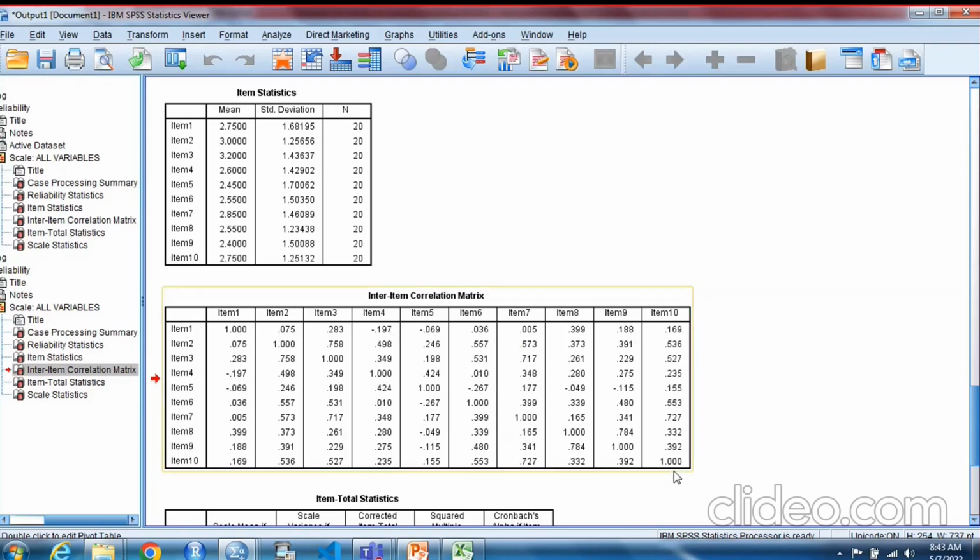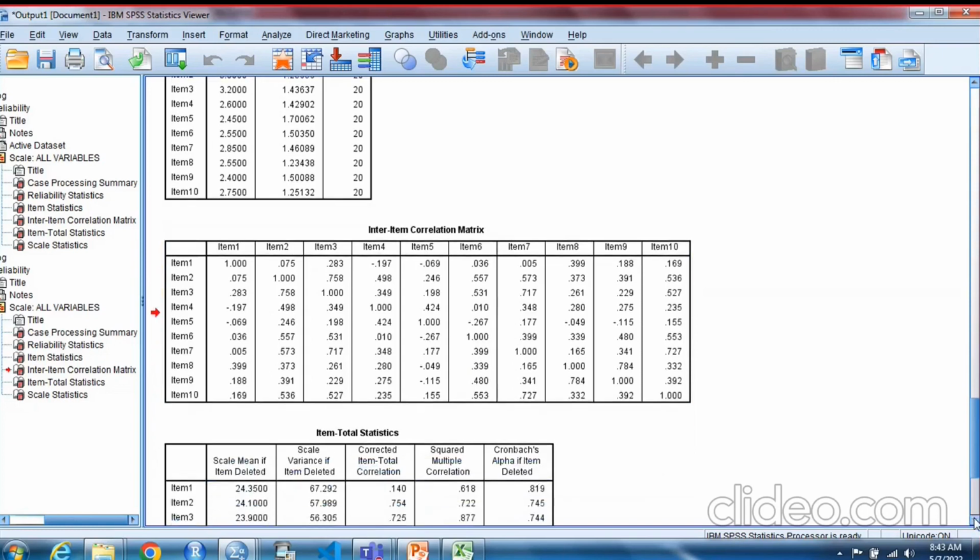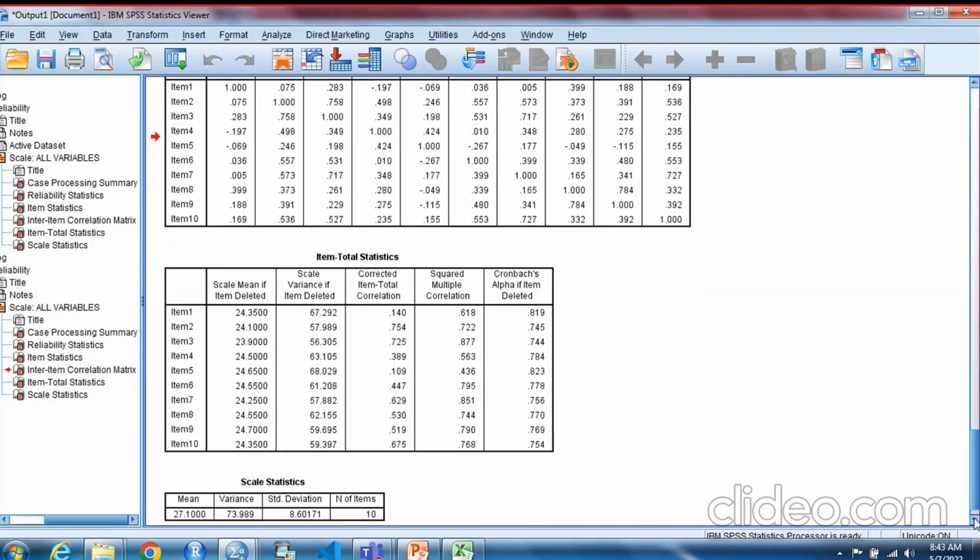In fact, the thumb rule is anything above 0.3 in an inter item correlation matrix between the items should be better. So, I can just look at the inter item correlation matrix and clearly see item 5 and item 1. They are the problem questions. And they should be changed.